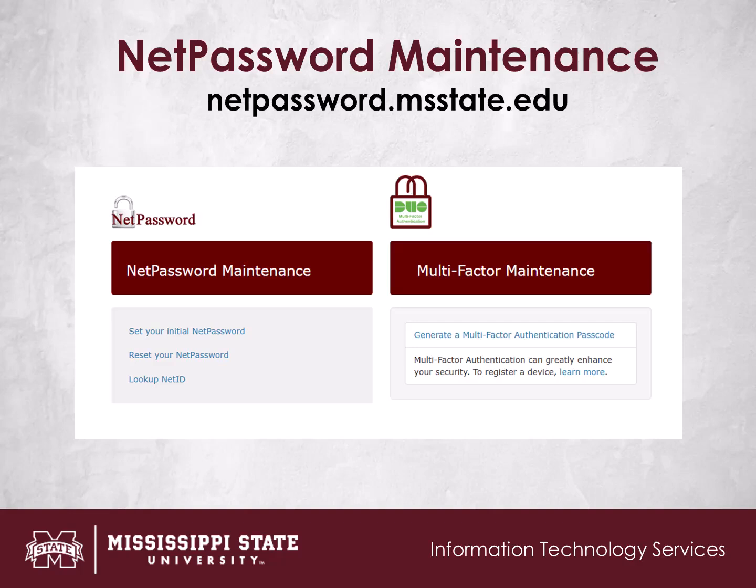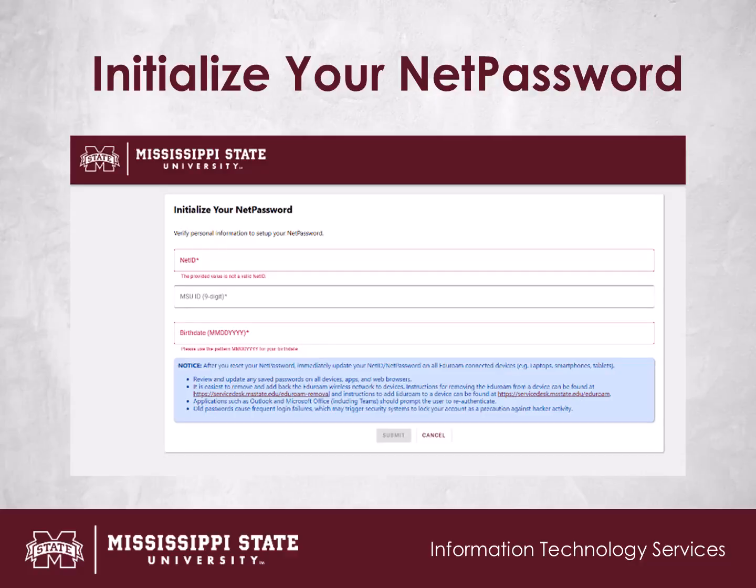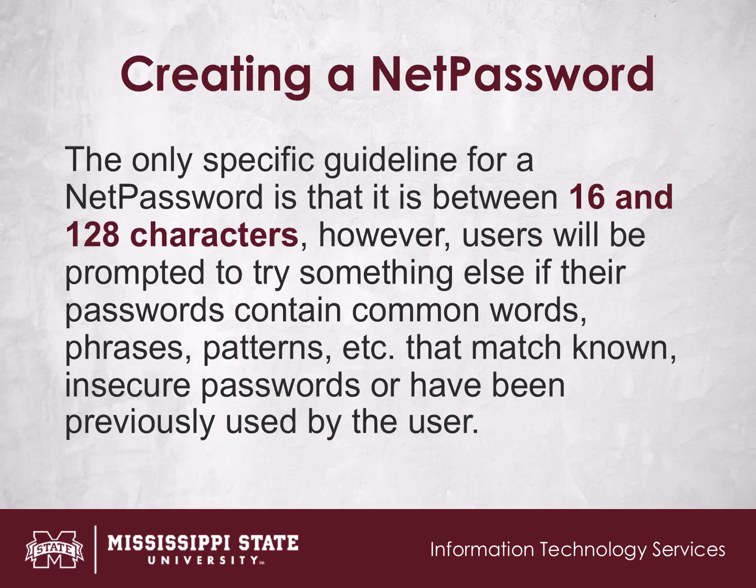We will start by looking at how to set your initial net password. Click the link Set Your Initial Net Password under the NetPassword Maintenance heading. In the next window, initialize your net password, enter your NetID, your 9-digit MSU ID, and your birth date, and then click Submit.